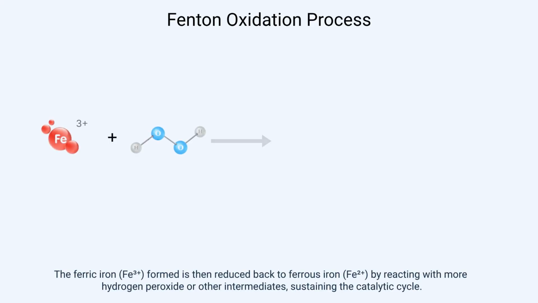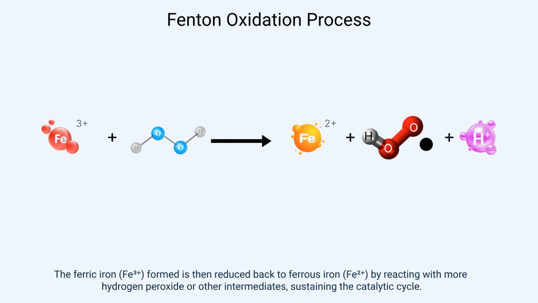The ferric iron formed is then reduced back to ferrous iron by reacting with more hydrogen peroxide or other intermediates, sustaining the catalytic cycle.